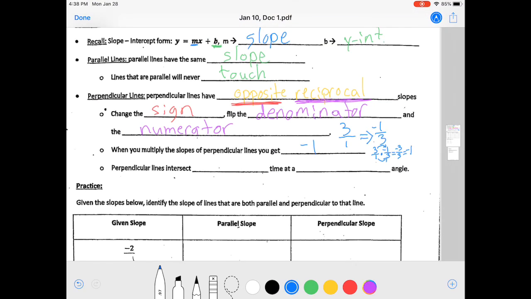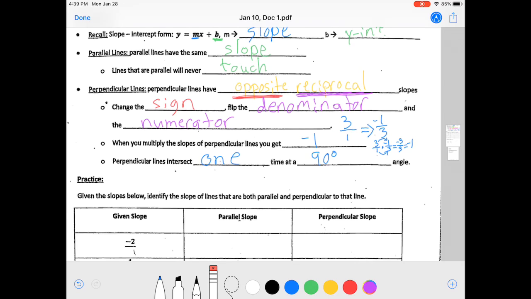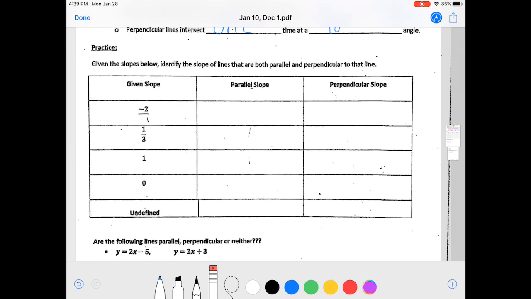So perpendicular lines intersect once, or one time, at a 90-degree angle. So now we're going to practice a little bit of it. What I showed y'all to do is, if you're given a whole number, go ahead and change it to a fraction.